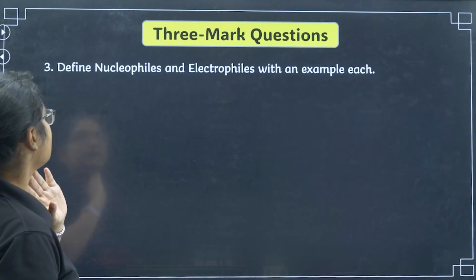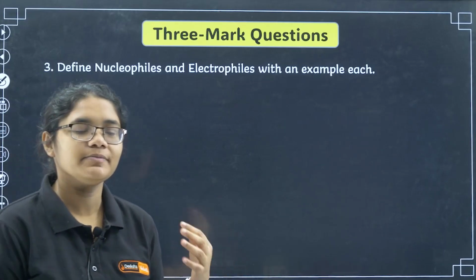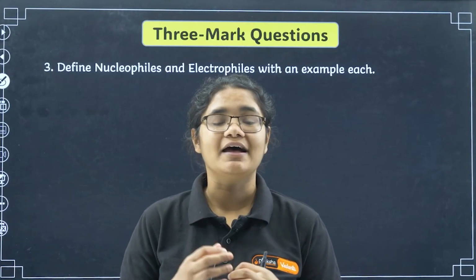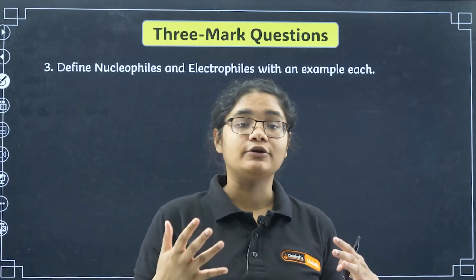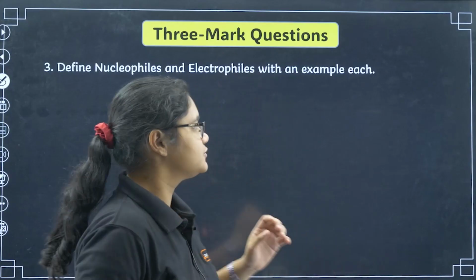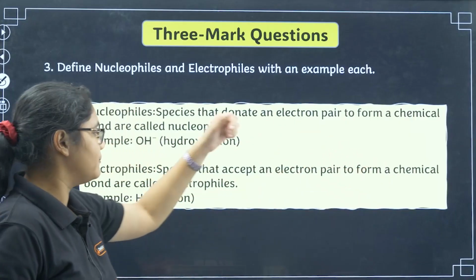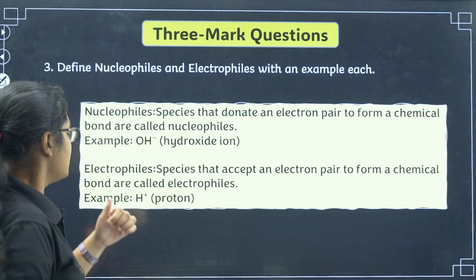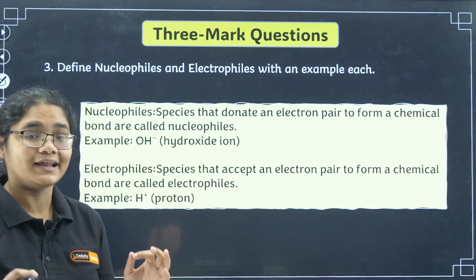Next, coming to the third one, define nucleophiles and electrophiles with one example each. Very simple question. Electrophiles are electron deficient species, or those species which have no electrons or fewer electrons, and nucleophiles are electron rich species, or those species which are highly rich in electrons. Species that donate an electron pair to form a chemical bond are called nucleophiles. One example is OH minus. Species that accept an electron pair to form a chemical bond are called electrophiles.